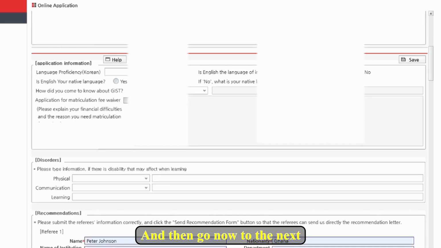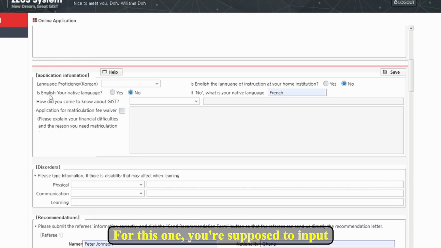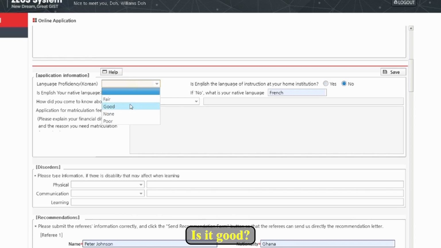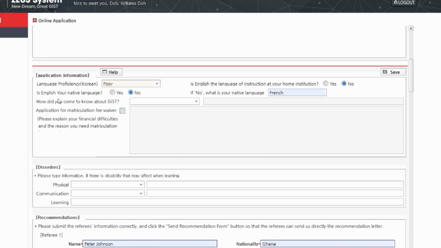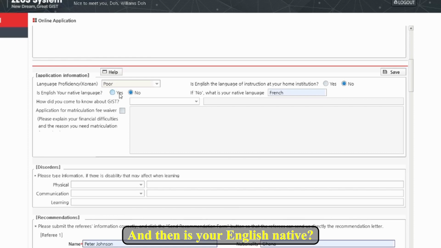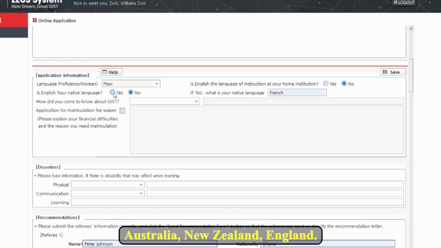and then go now to the next one, application information. For this one, you're supposed to input your Korean language proficiency. Is it fair? Is it good? Is it none? Is it poor? If you do not know anything in Korean language, say none. If you know at least 안녕하세요, just basic greetings, go ahead and select poor. And then is your English native? Native means you're either from maybe the United States, Canada, Australia, New Zealand, England.